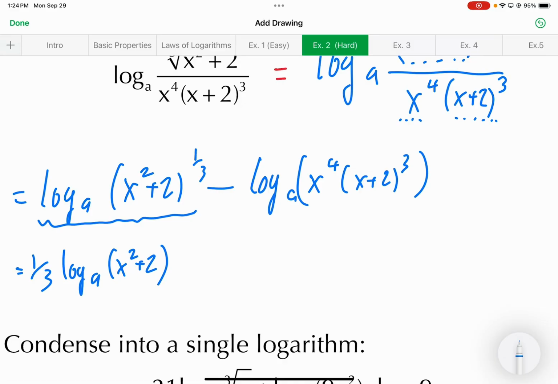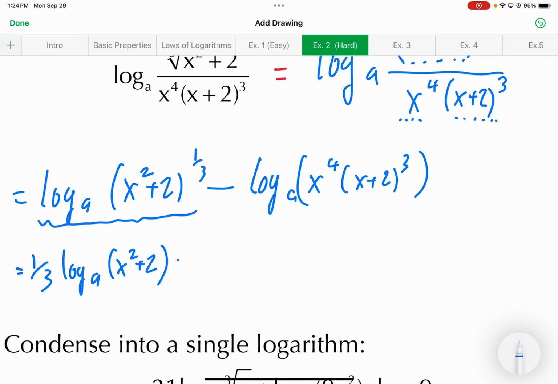Your options are power or product. Product, because not the same power is on each one of those terms. But I have to be careful, because when I split this apart, there's subtraction in front of it, right? Because normally I would split these apart using what? Addition. But this whole term is being subtracted. So there's one of two ways I could do it.